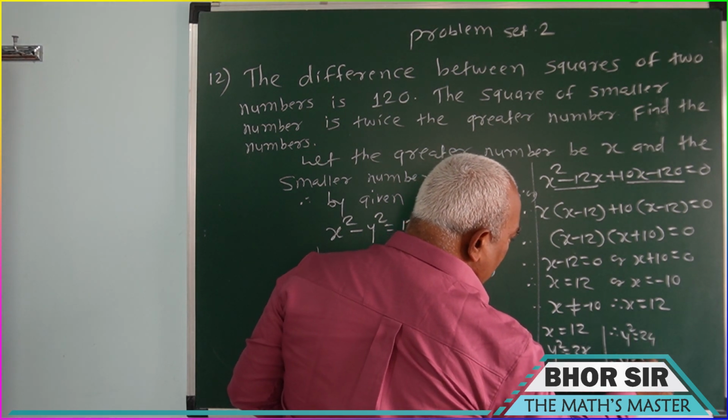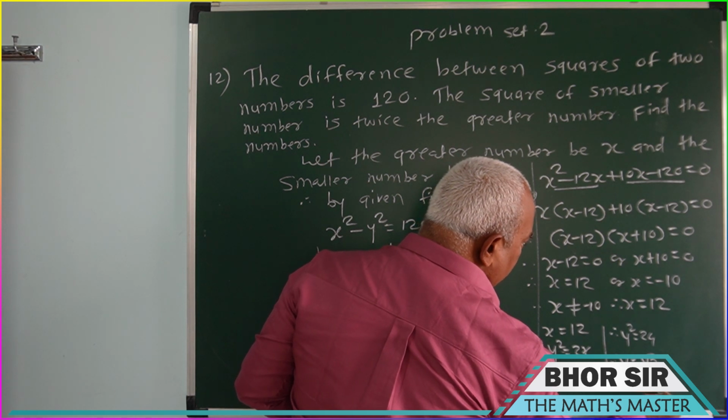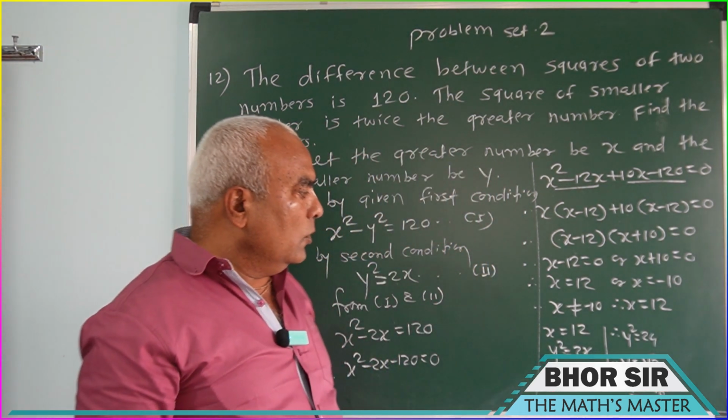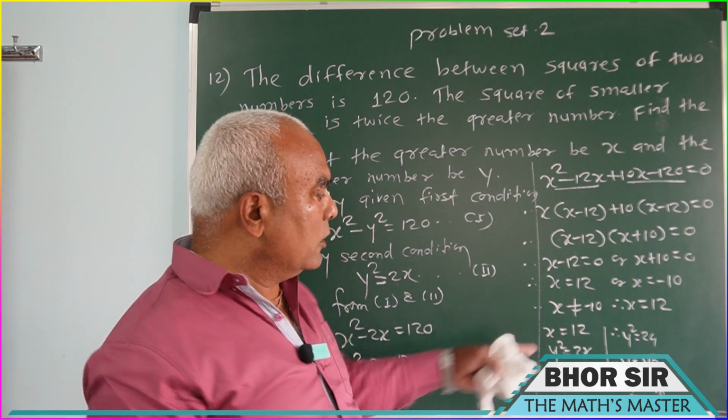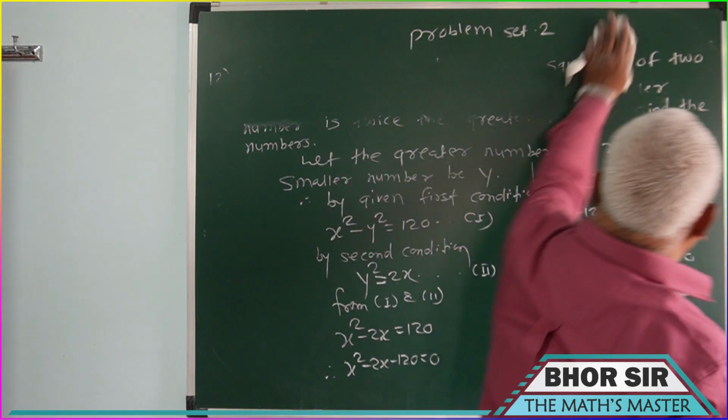Therefore y will be root 24. y will be root 24, which is 2 root 6. Those numbers are 12 and 2 root 6. The greater number is 12 and the smaller number is 2 root 6.